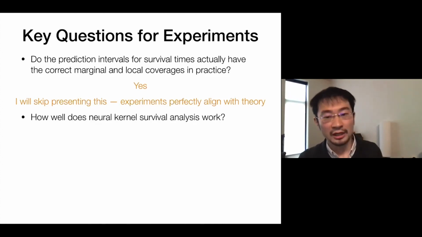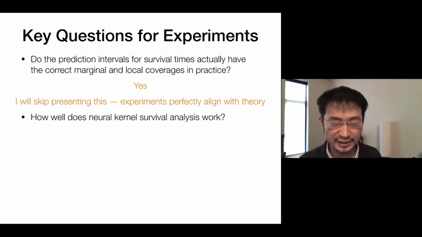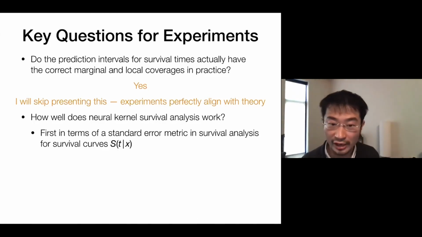The next question is, how well does this neural kernel survival analysis method that I proposed work? Here we'll be looking at two different error metrics.